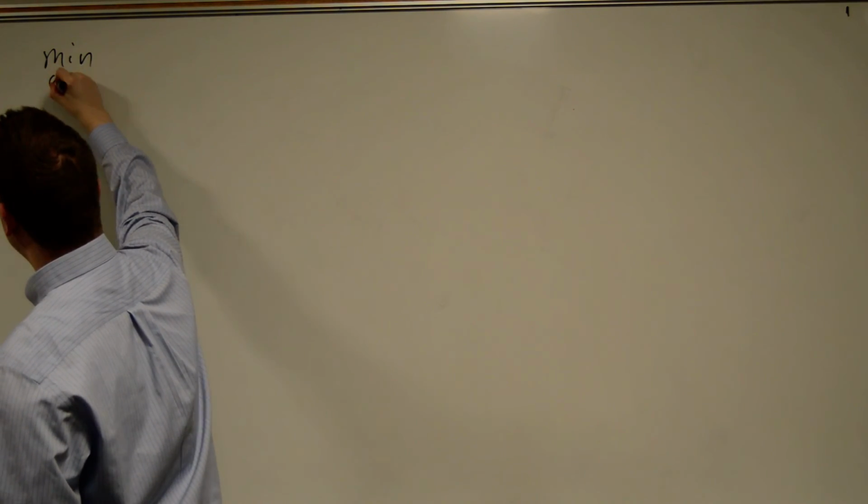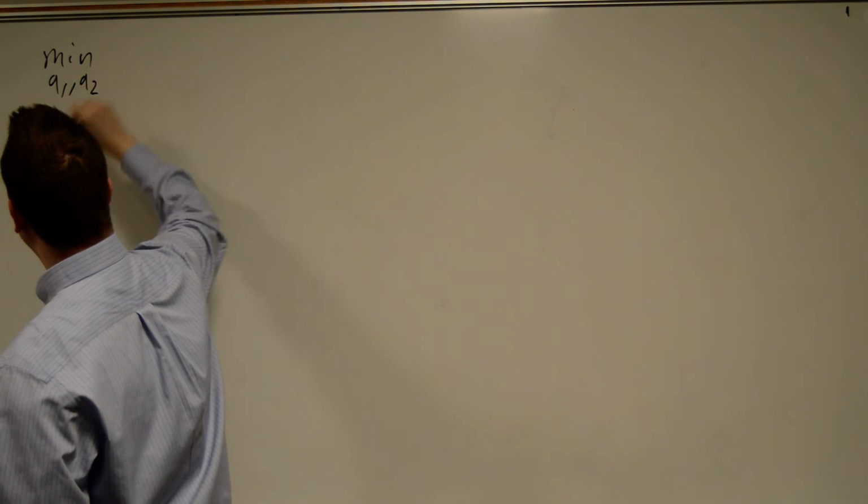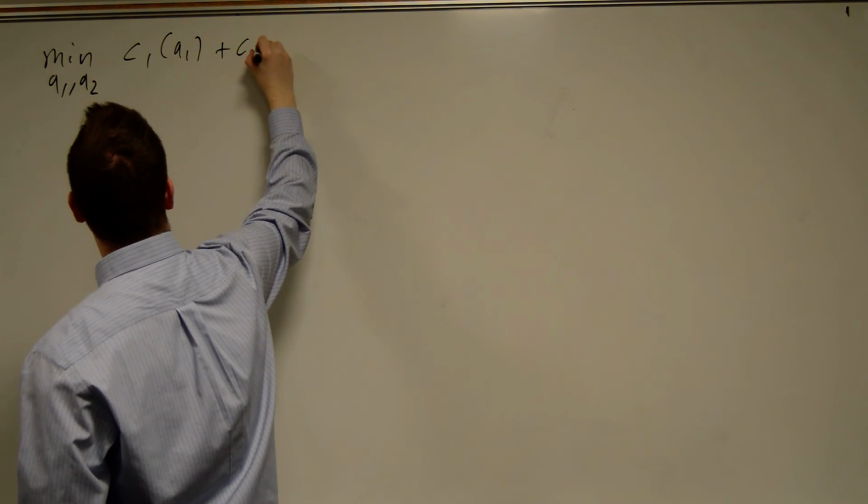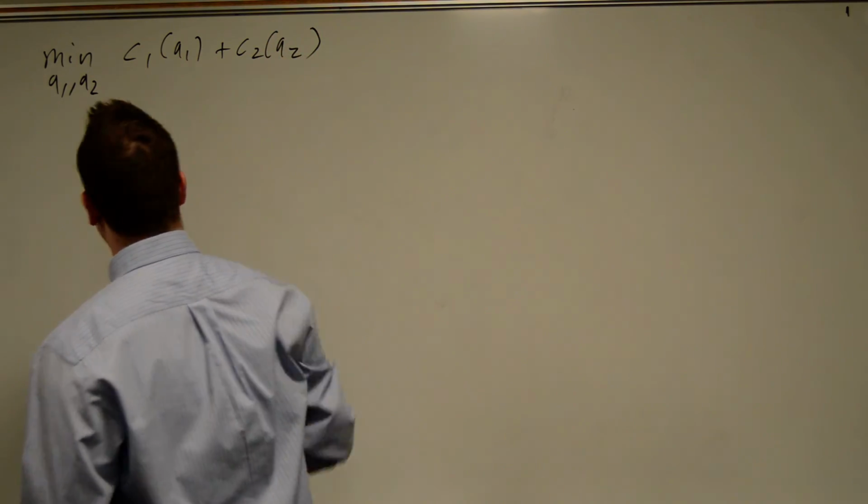In this video, I will show you how you can solve a constrained minimization problem with mixed constraints. That is, it has equality constraints and inequality constraints. Let's start with the following minimization problem. You want to minimize with respect to Q1 and Q2, C1(Q1) plus C2(Q2).